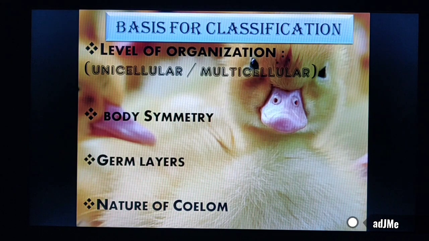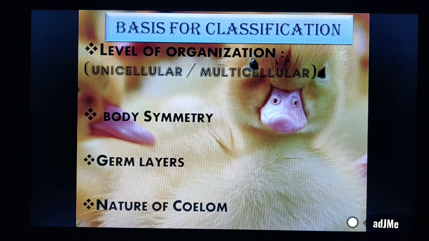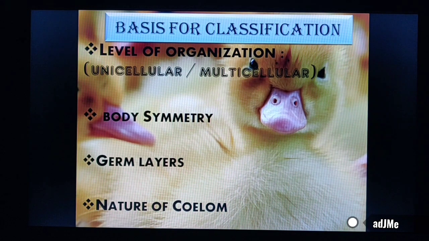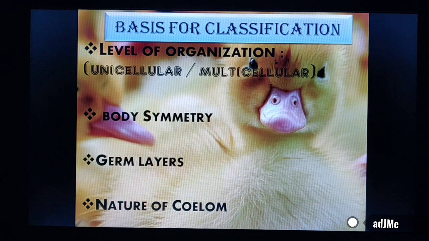Now we will continue with the lesson, new topic. First let us start with basis for classification. When we learn about classification, we come across various factors based on which the scientists went for classification. Those factors are called the basis for classification. There are many factors, but in this lesson, as per your 9th standard book, we are going to learn about only 4 factors under the topic basis for classification.